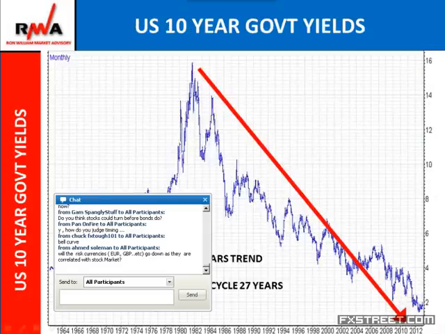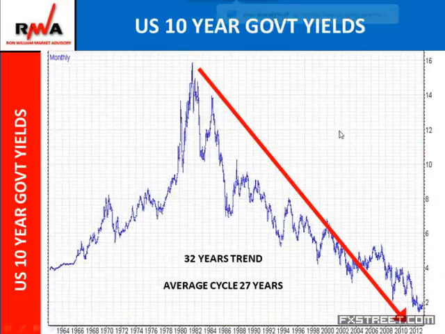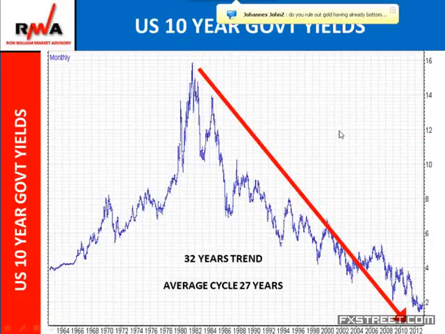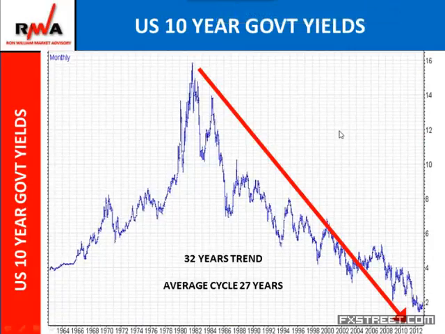Okay, now the most important chart in this entire session is this chart of US 10-year government yields, or long-term interest rates. Here you can see that we've been going down in yield terms, interest rate terms, for over 32 years, from the 1980 peak into the 2012 or 2013 bottom. And certainly we start to see an extension in yields above that 2% level.